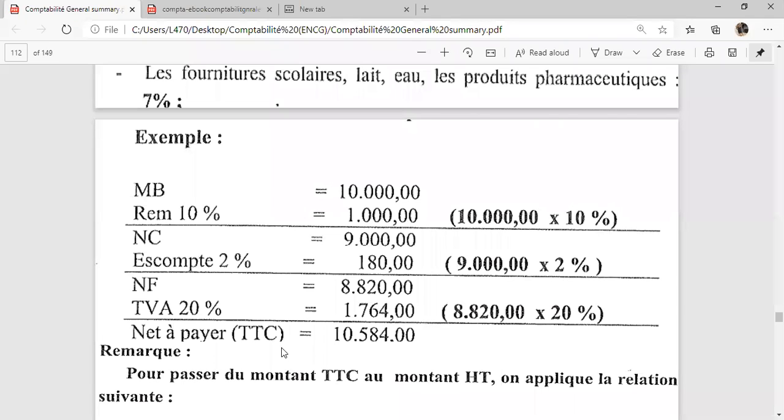Excuse me, Chole. Last time we talked about the two types of TVA, the TVA facturée and récupérable. Can you please differentiate those two again?